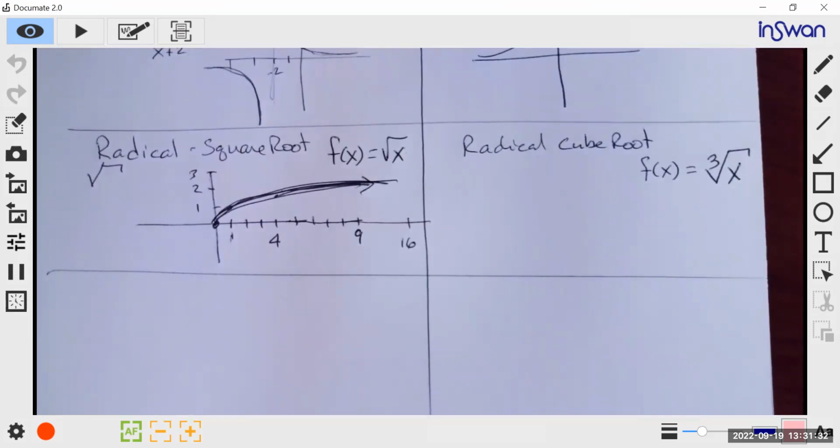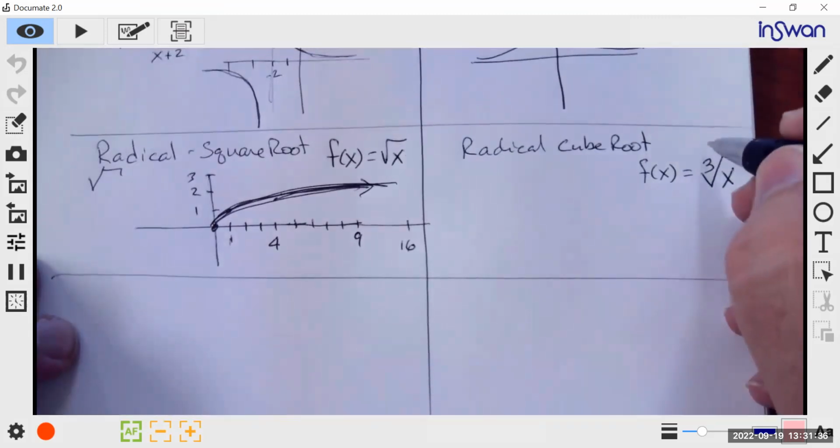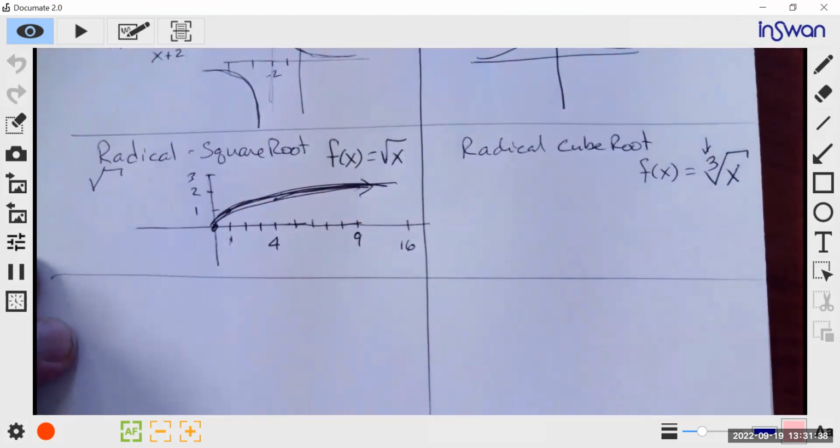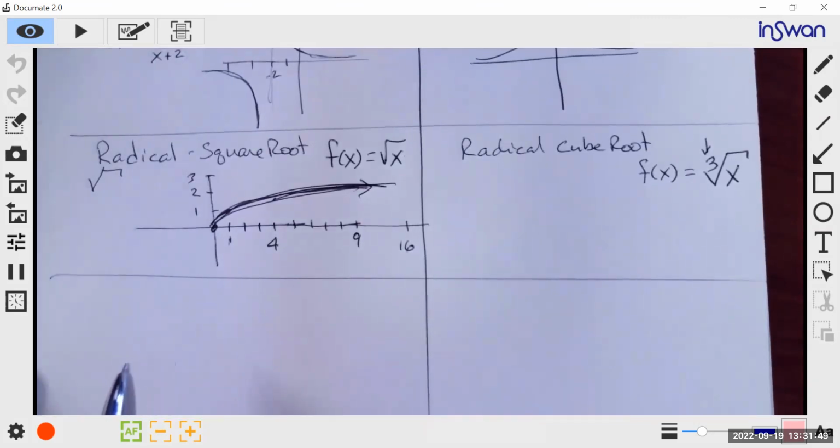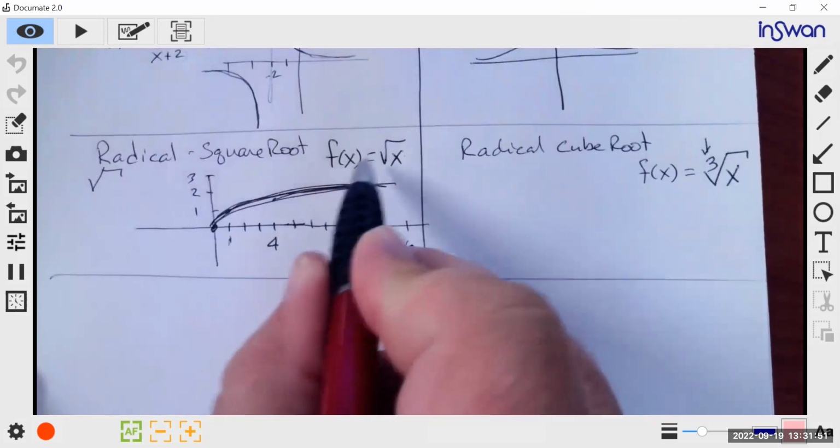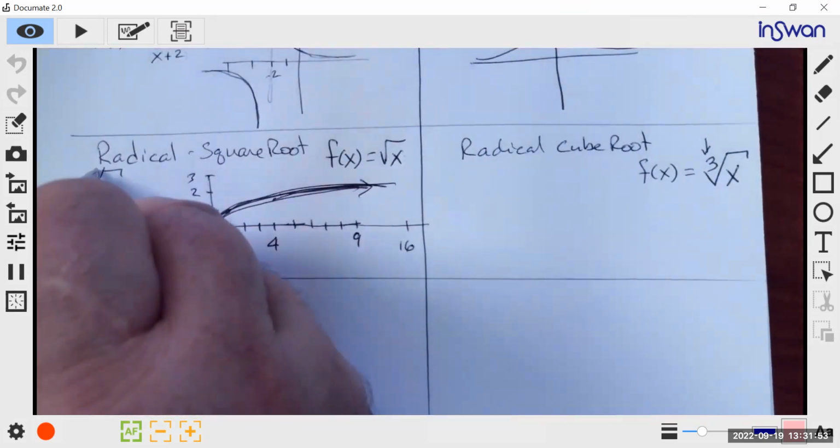Whenever you hear the word cube root or square root or fourth root or fifth root, that's what this little number is talking about. It tells us how many times a number has to repeat itself before we can take it out. This is a square root. It's got an invisible 2 there.